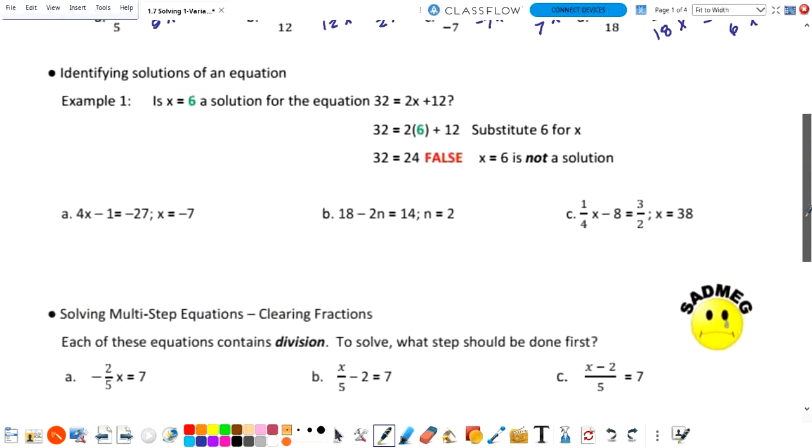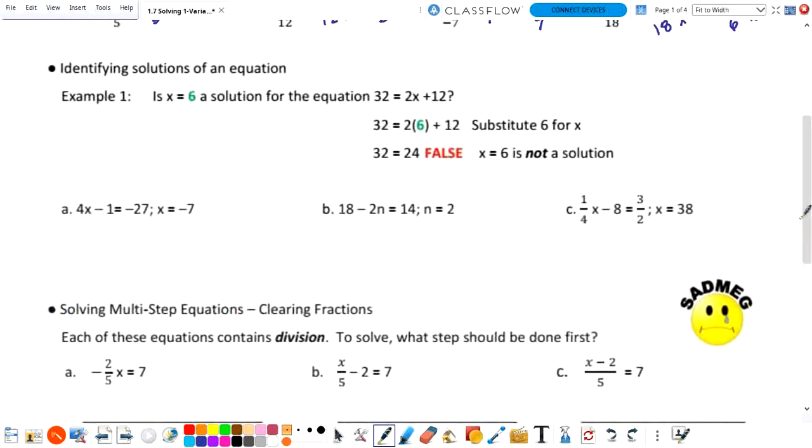Now let's talk about identifying solutions of an equation. Example 1. Is x equals 6 a solution for the equation 32 equals 2x plus 12? Well, we can plug 6 in for x. It says x equals 6, and we can see if it works or not. So plug in 6 where you see your x. So we have 2 times 6 plus 12, and we get 24. So 32 does not equal 24, so it is not a solution.